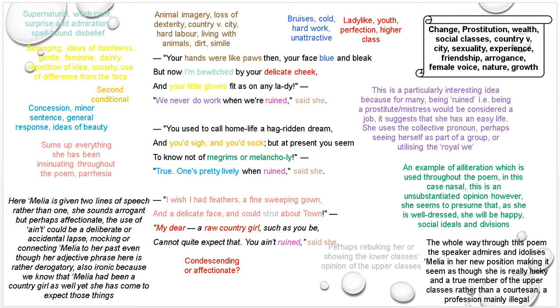And perhaps there's an expectation that she's actually enjoying it. But the use of "never" is absolute, which is interesting. And through doing that, she also marks her difference from her old self when she was working in the fields.